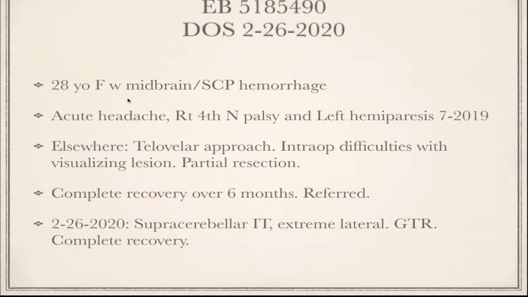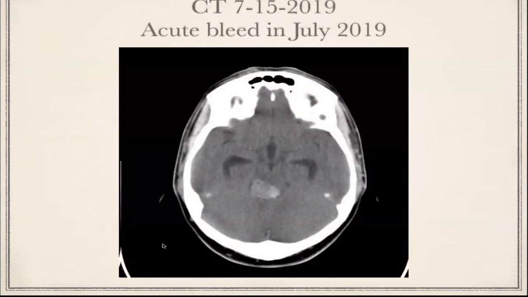She's a 28-year-old with acute fourth nerve palsy in July and a left hemiparesis. They did this approach elsewhere, but had difficulty seeing on the other side of the DVA. She recovered very well after that surgery and then came to me 6 months after that surgery. She was intact by now. So then a couple of months ago, I took her to surgery and we did this.